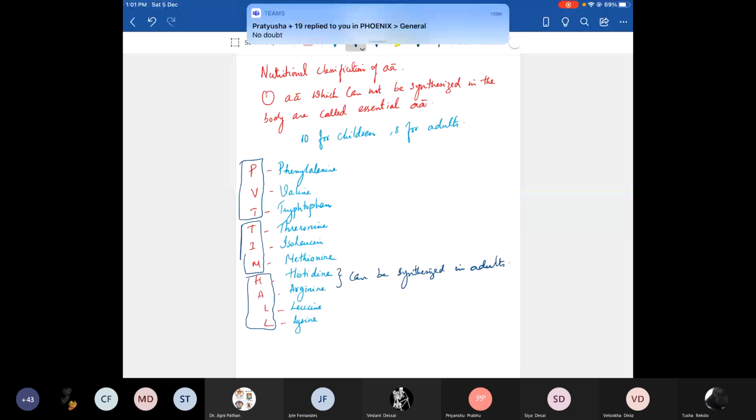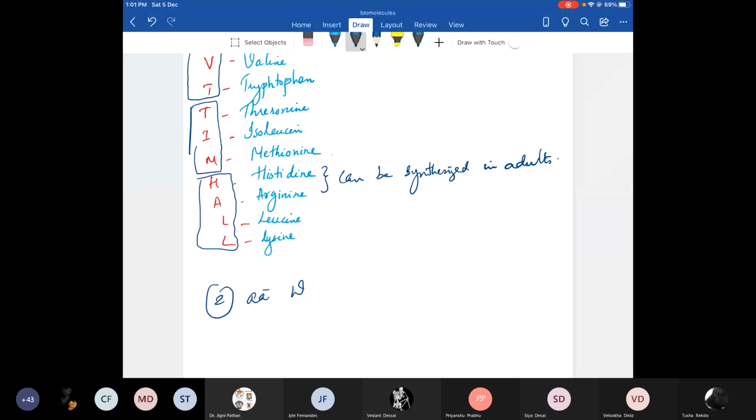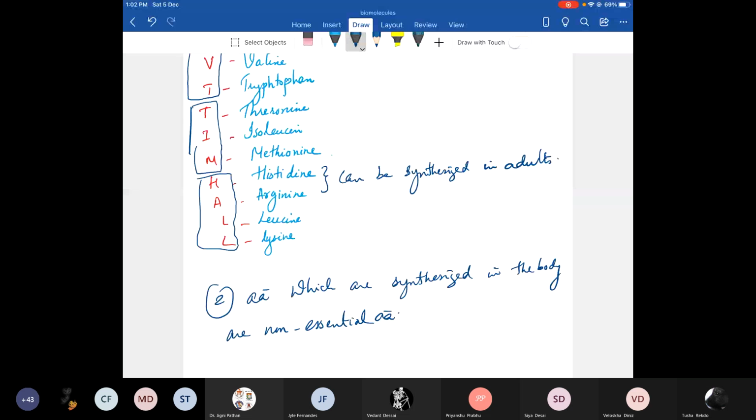Okay. Then the second is: amino acids which are synthesized in the body are non-essential amino acids. So whichever the rest all comes under non-essential amino acid. Is it clear?